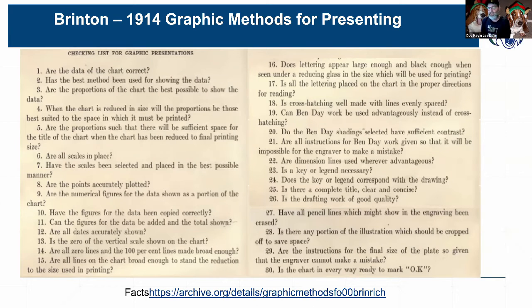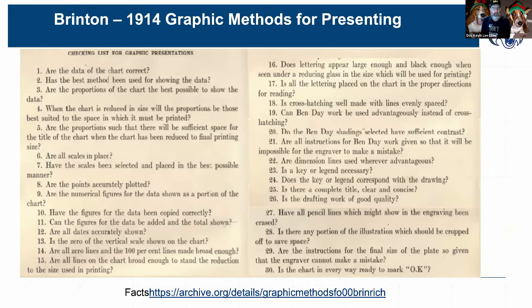And back in 1914, Brinton was saying, here's easy ways to do this. Somebody's asking about Ben Day. I'm drawing a blank. Somebody throw it in there for me. But again, just great stuff from 1914.